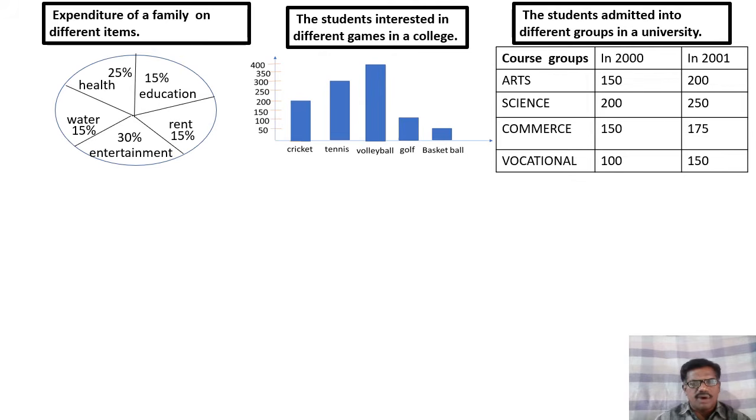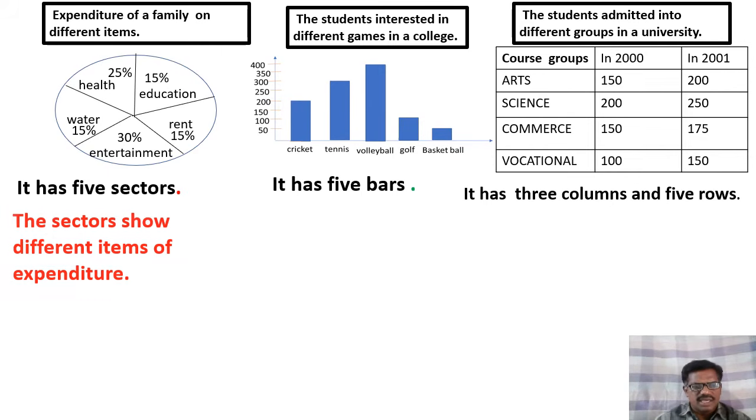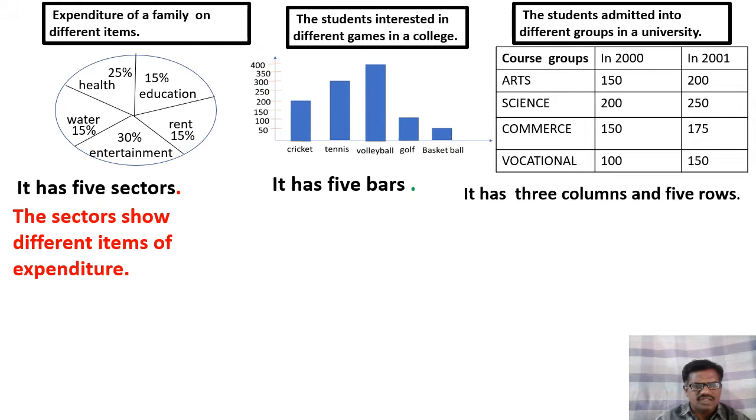Now let us talk about the parts of these three diagrams. The first diagram has 5 sectors. The second has 5 bars. The third diagram has 3 columns and 5 rows. Now let us see what these parts show. Here in the first diagram, the sectors show different items of the expenditure.